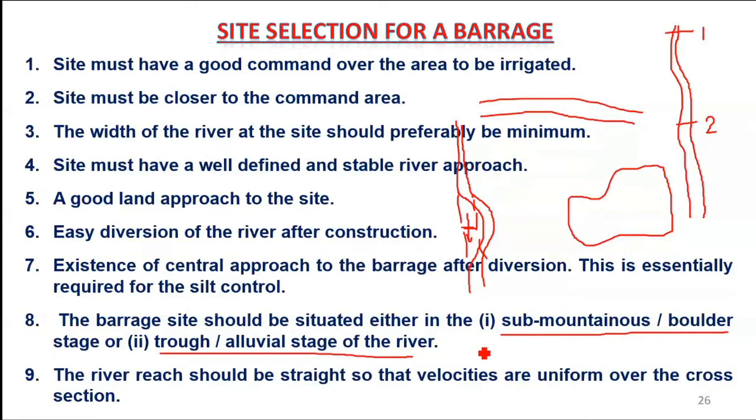You know, in case of rivers, there are four stages. The first stage is the mountainous stage. It has very high slopes of the river. The second stage is the sub-mountainous stage or boulder stage. The third stage is the trough or alluvial stage. And the fourth stage is the deltic stage. So out of these four, the barrage sites are suitable for the sub-mountainous and the trough or alluvial stage.